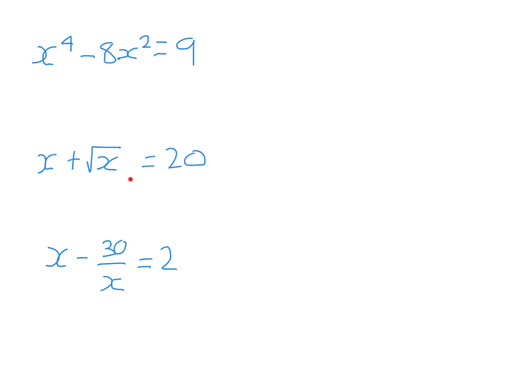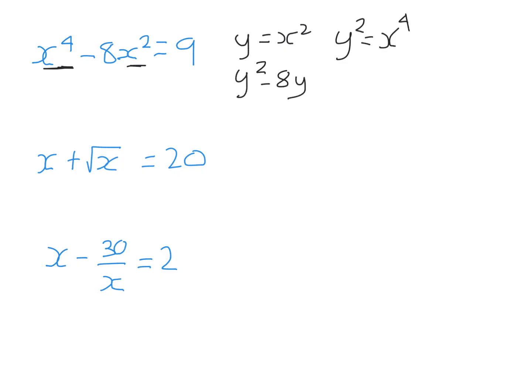So each of these three equations here probably doesn't look to you like a quadratic, but we can make them into quadratics. We can do this through substitution. So what we're going to do in the first one, we notice that this term is just this squared. So if I let y equal x squared, y squared is just x squared squared, it's just x to the power of 4. I can rewrite this equation as y squared minus 8y equals 9.